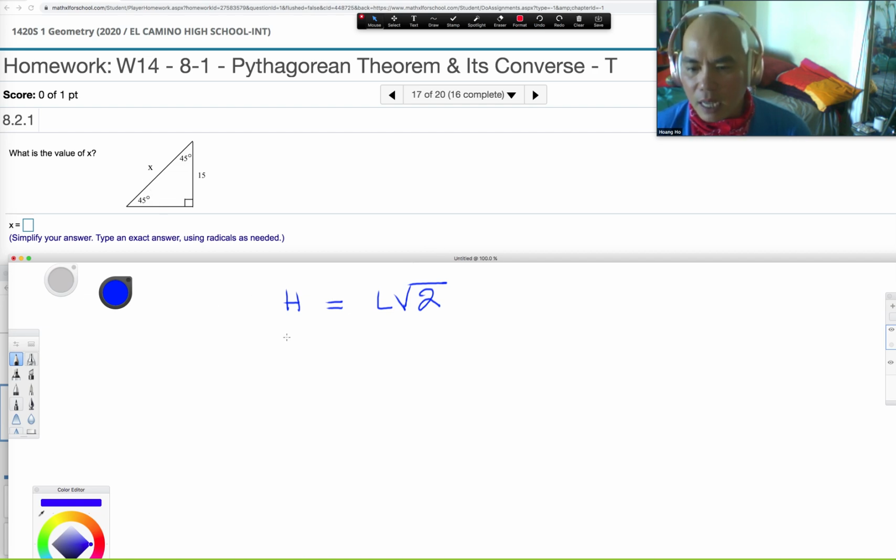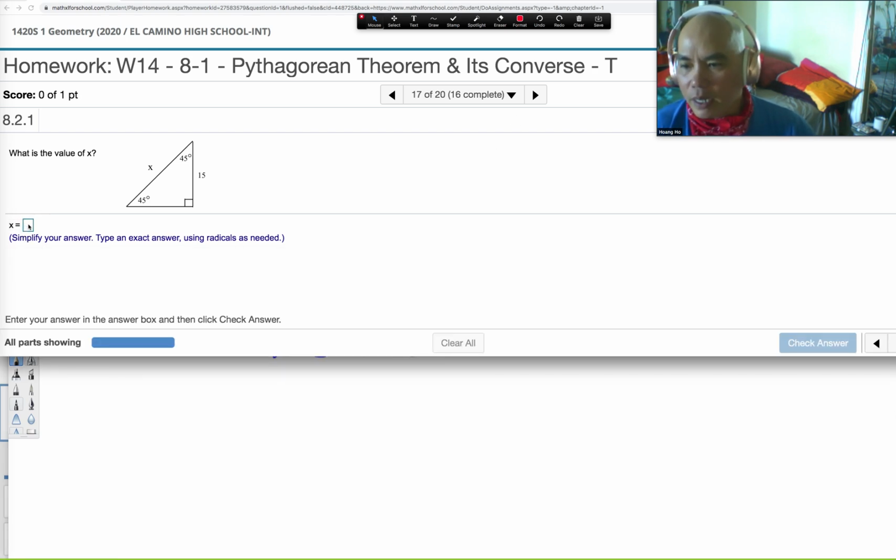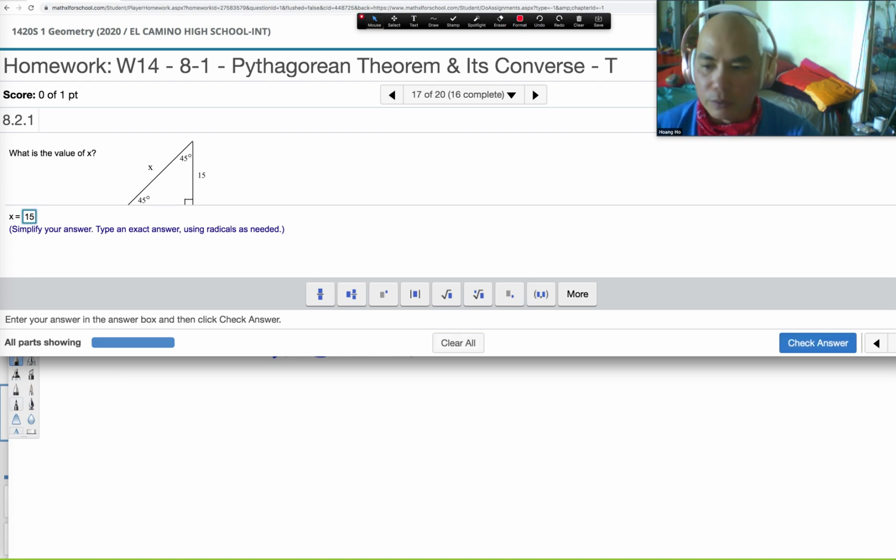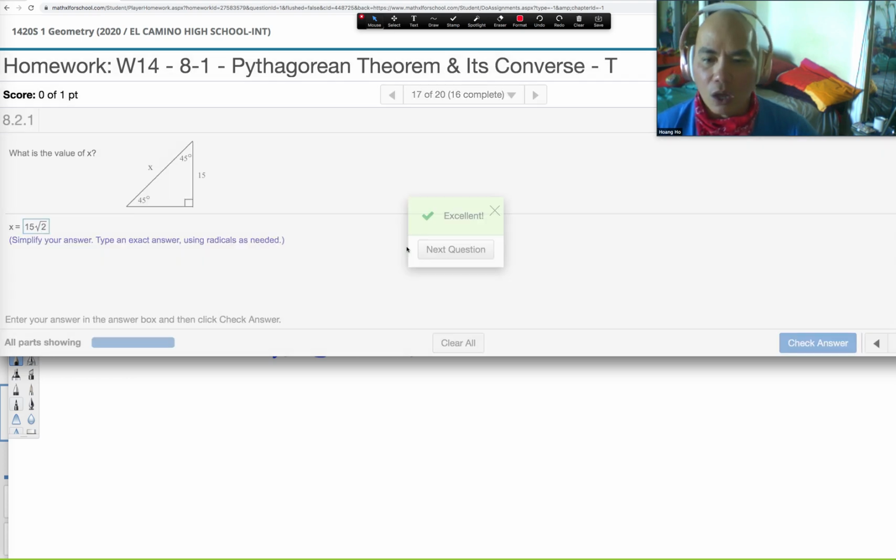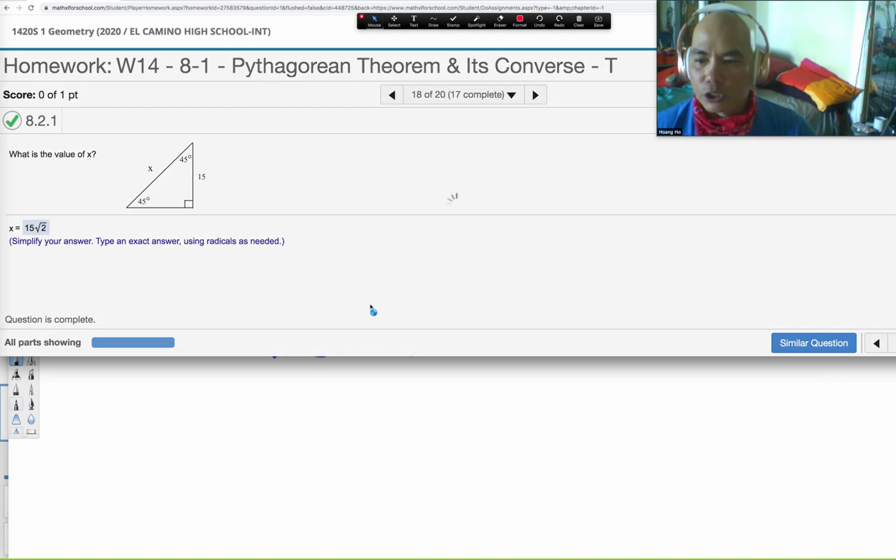I want to find the x. X happens to be the hypotenuse, equal to leg. The leg in this case happens to be 15. 15 square root of 2. Here we go. And they want the exact answer. Perfect. So all I need to do is enter 15 square root of 2, and I'm done. Square root of 2 is about 1.4. So 15 times square root of 2, which is 1.4, you come out with the hypotenuse. It's longer. All right. Next question.